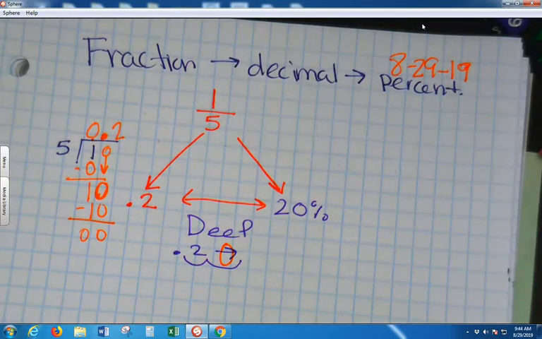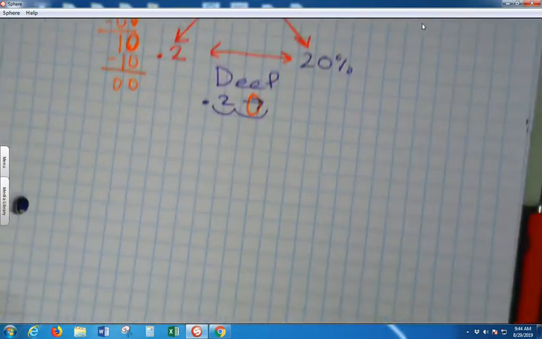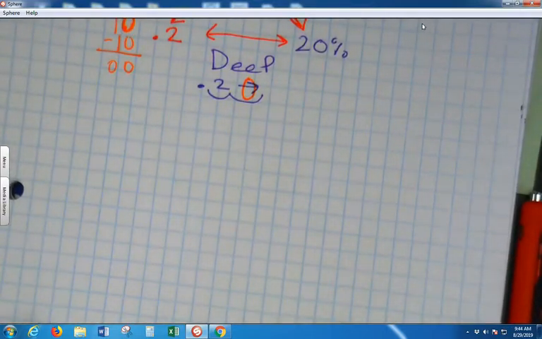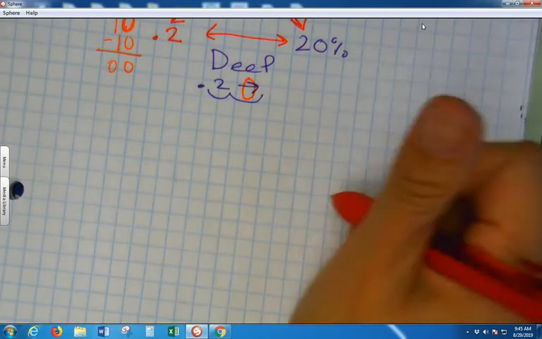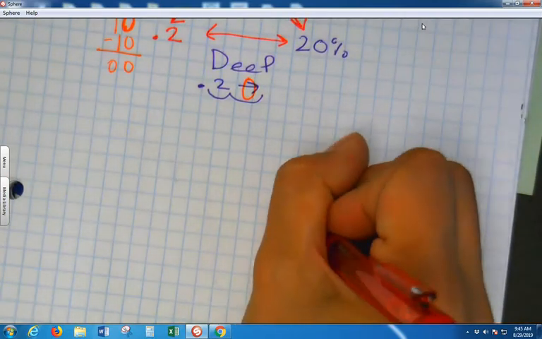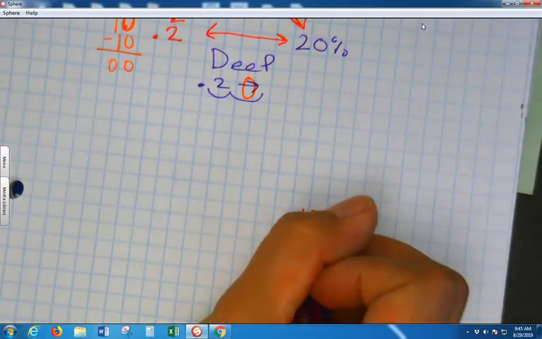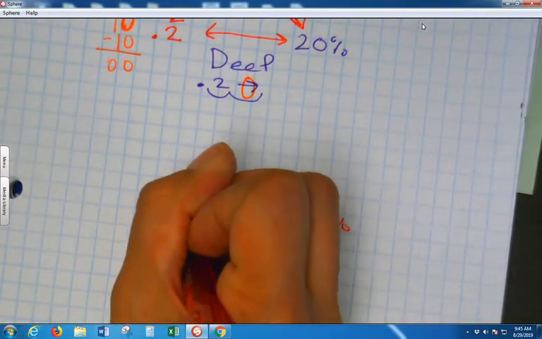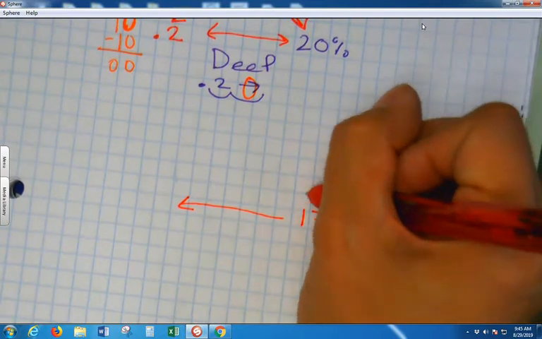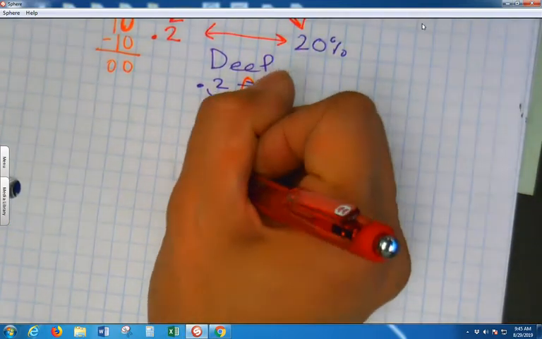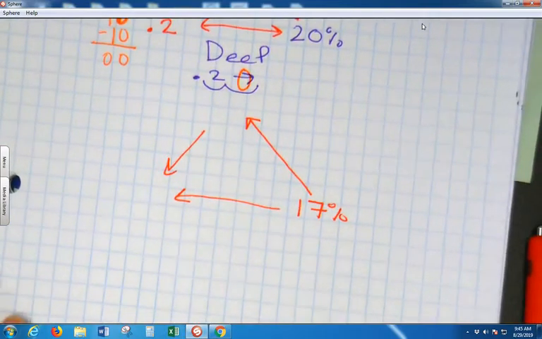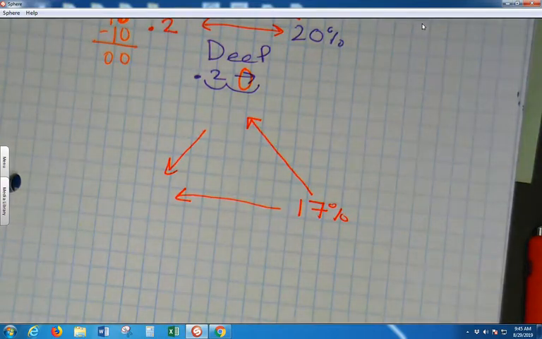Okay, we're good? Now, because you guys kind of did this yesterday, what if instead of the fraction, I start off with the percent, 17%? So how do I turn the 17% into a decimal, into a fraction? How do I go the other way?